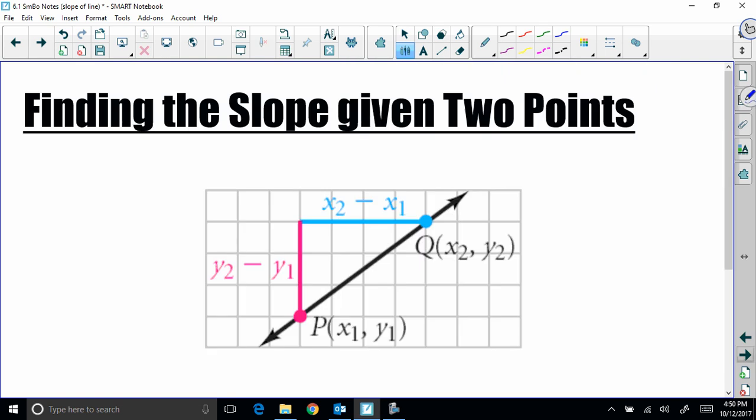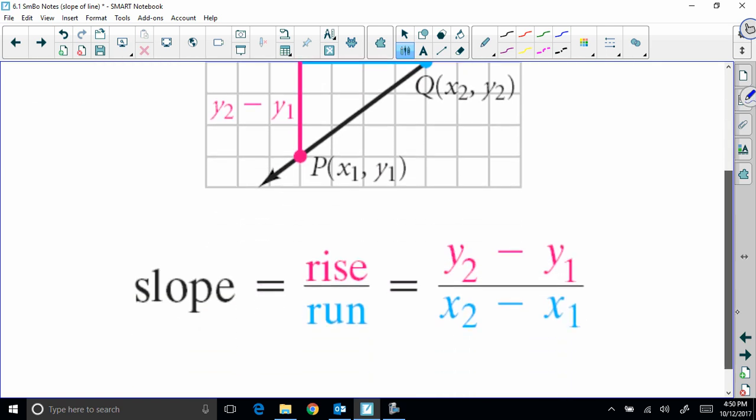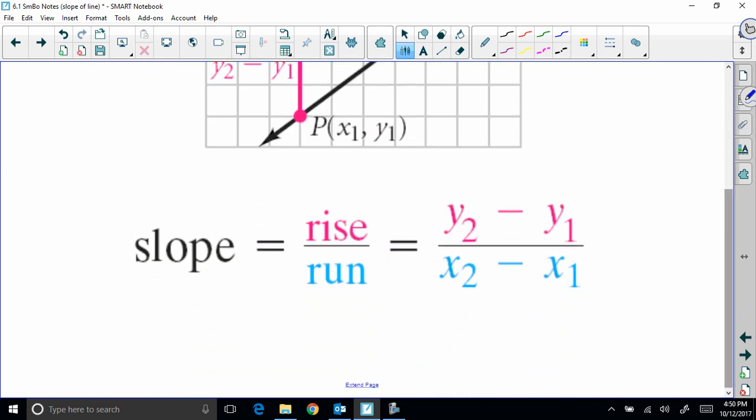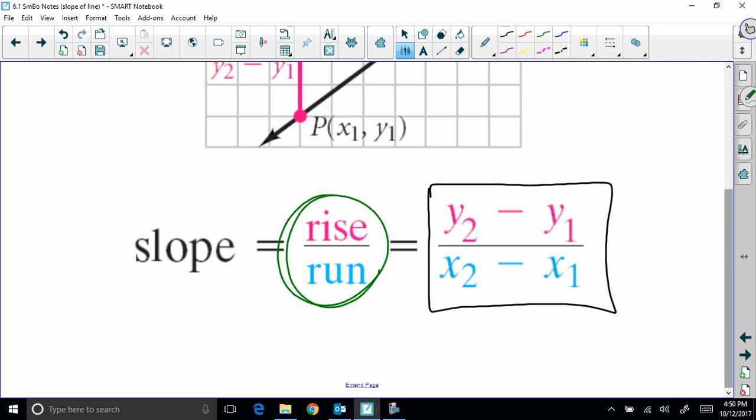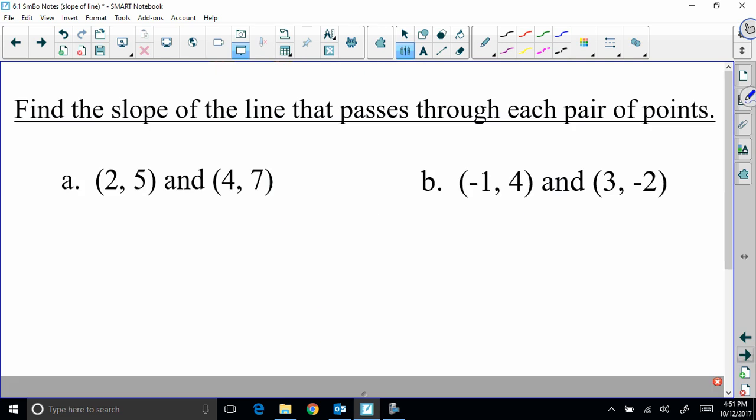Now we're going to look at how you could find the slope of a line if you just knew the points. If you just knew the ordered pairs, instead of seeing it on a graph, you're going to use this formula. Hopefully this is one you can memorize. The slope definition is rise, which means change in y, over run, which is your change in x. So to find the slope, you're going to subtract your y values and subtract your x values.